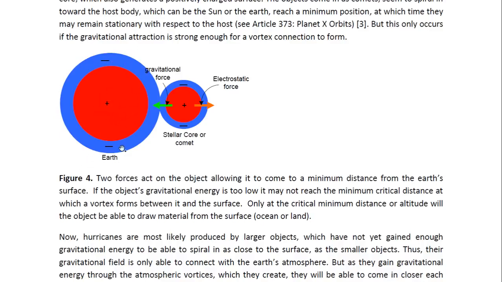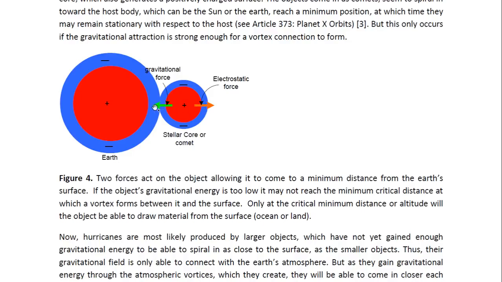It has a negatively charged outer layer. This could be a stellar core or a comet once it has absorbed some energy from the sun and some corona from the sun, then it may have a small negatively charged layer. Otherwise, these negative charges are absorbed because the object is low in energy. But in this case, I have drawn it as an object that has absorbed some energy since it has come into the solar system. And now there are two forces acting on this object.